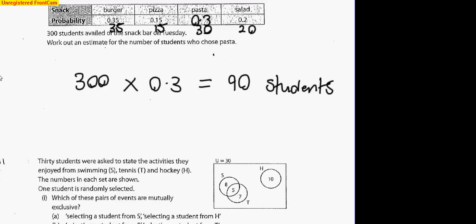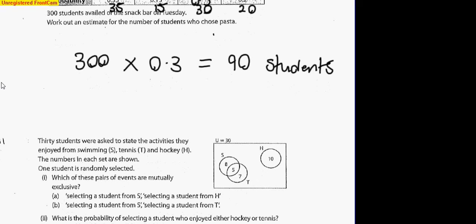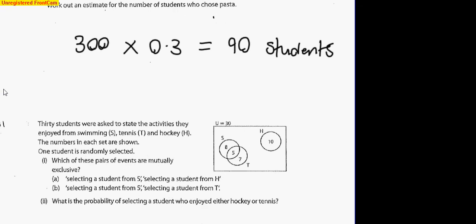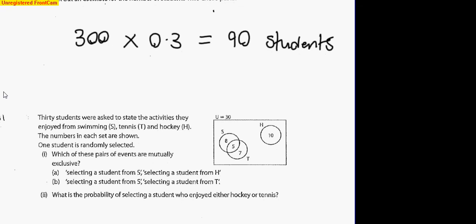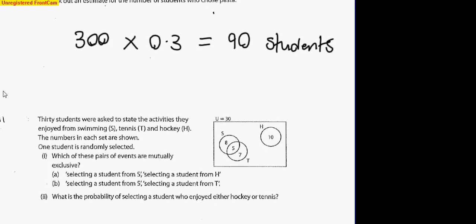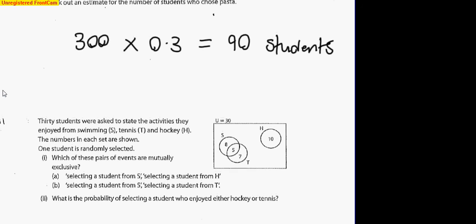30 students were asked the activities they enjoy from swimming, tennis and hockey. The numbers in each set are shown. One student is randomly selected. Which of the pairs of events are mutually exclusive?